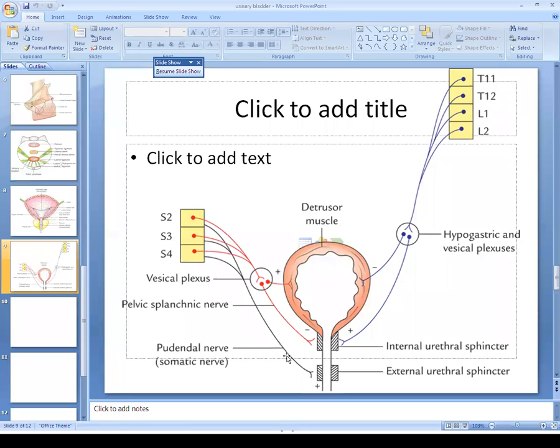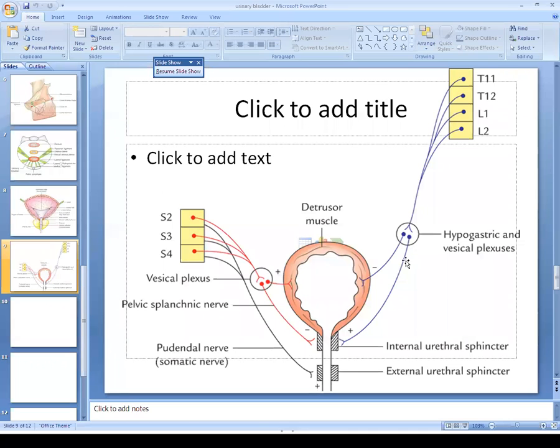So this is about micturition. When the parasympathetic is damaged, there cannot be normal micturition. So the parasympathetic is very important to bring about micturition.